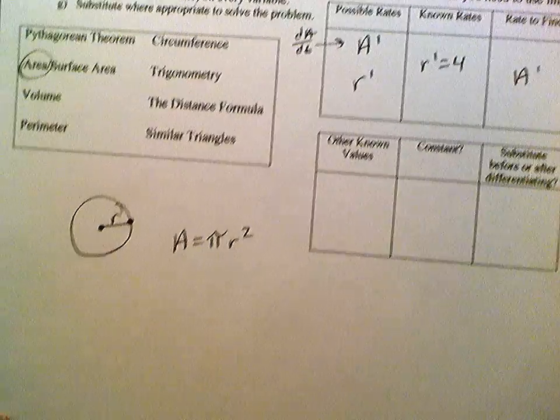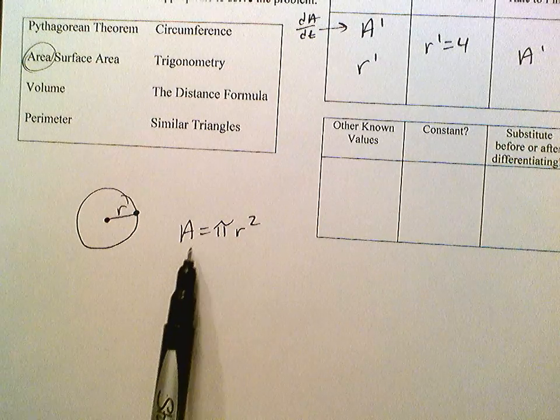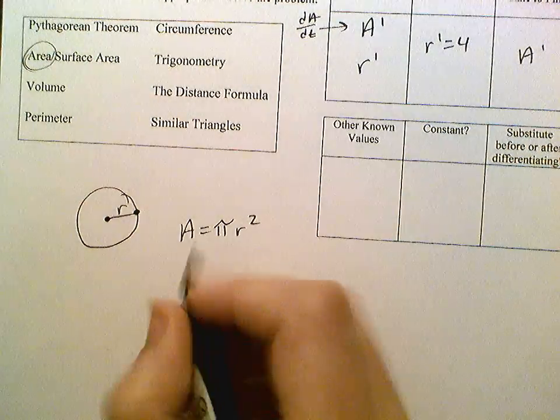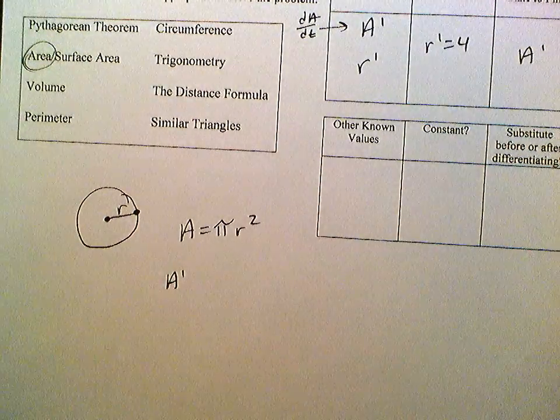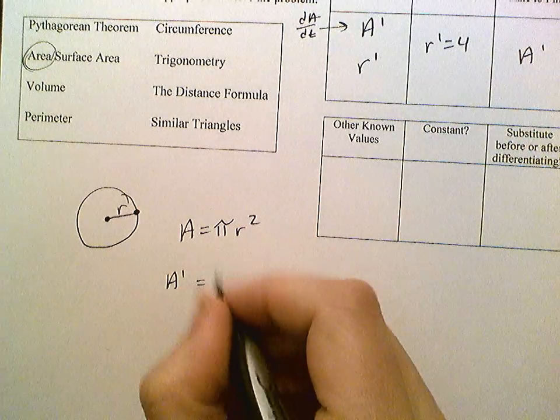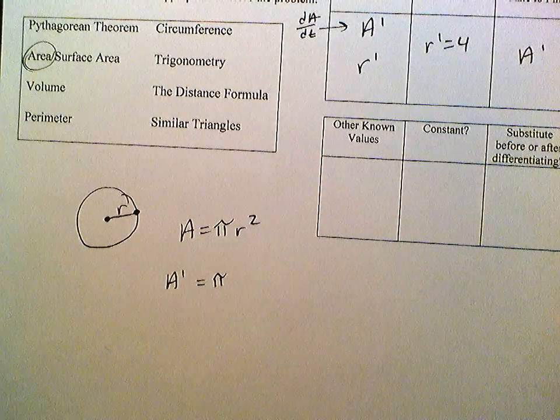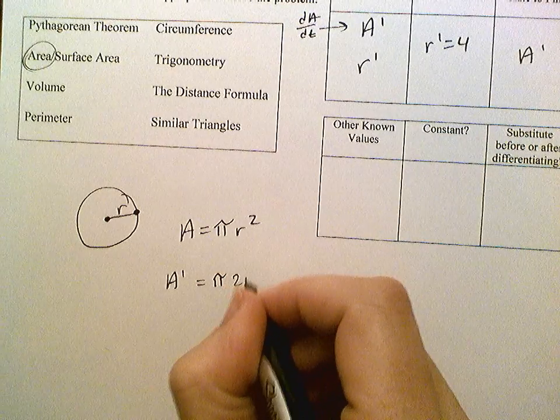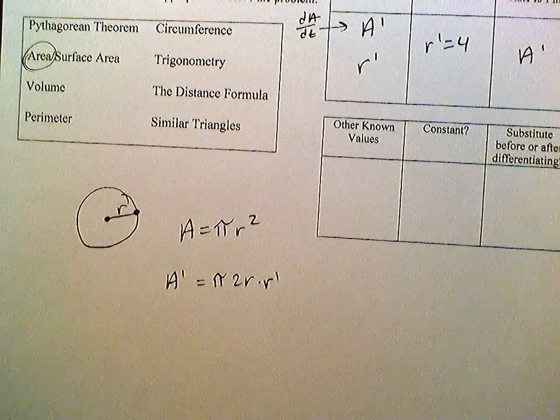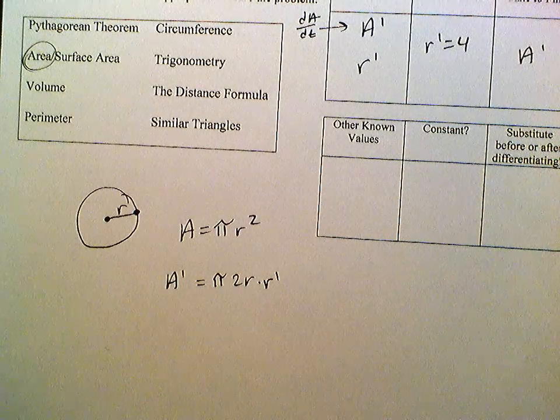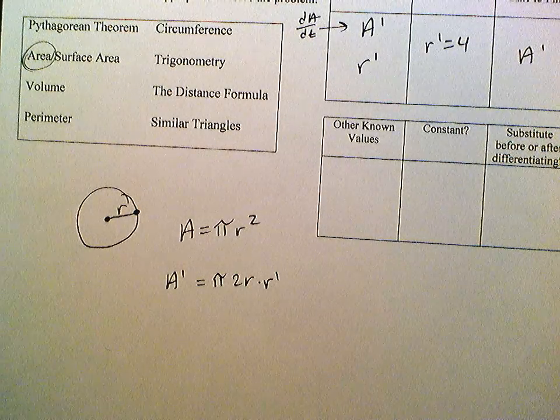So I'm going to use implicit differentiation here. The derivative of A is A prime, equals, bring down the pi, that's just a constant multiple. The derivative of r squared is 2r r prime, because everything is a function of time. So we're basically using the chain rule.